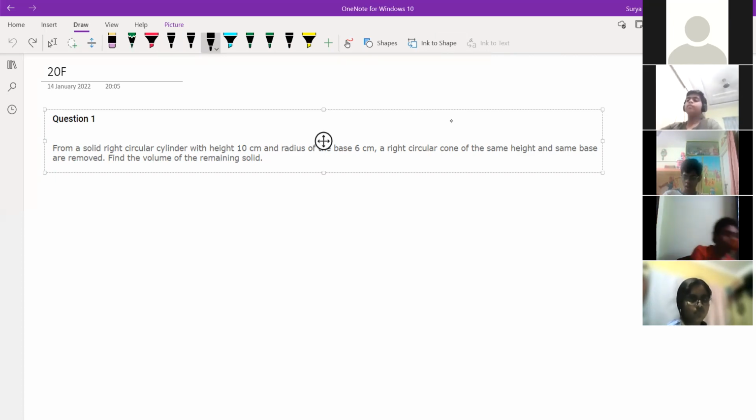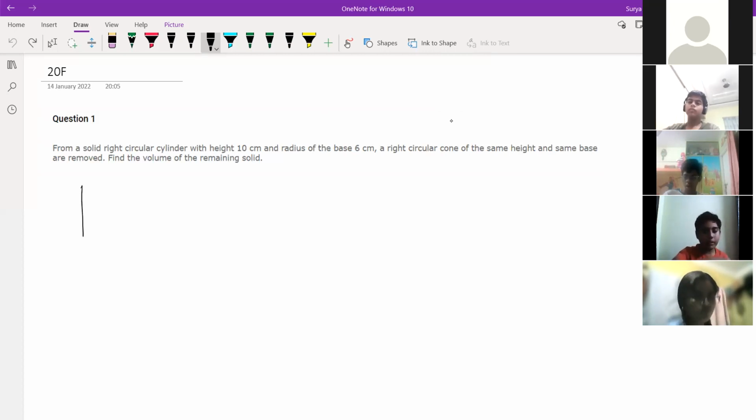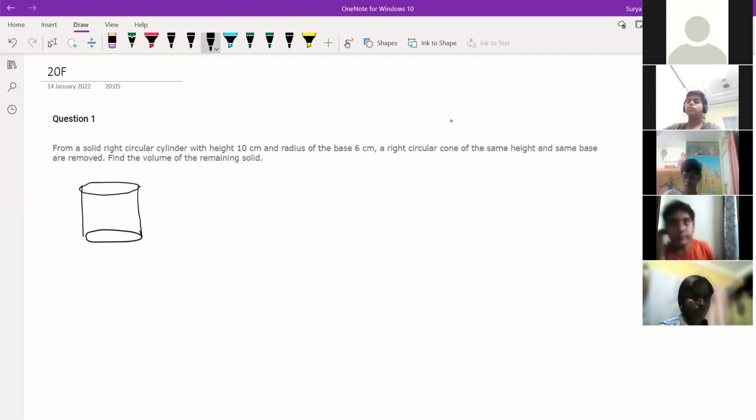From a solid right circular cylinder with height 10 centimeter. So just make one cylinder over here. And radius of this much base, a right circular cone of the same height and same base are removed. The same height and same base means one cone we should remove from here. I mean this blue part we should remove. See, this blue part is there, no? We have to remove it from this.